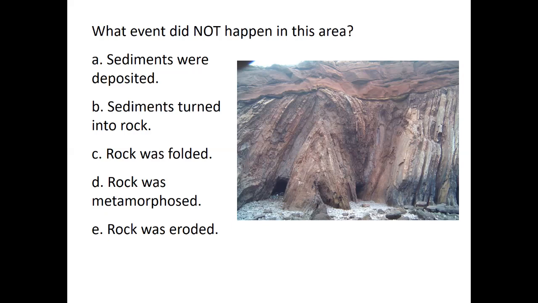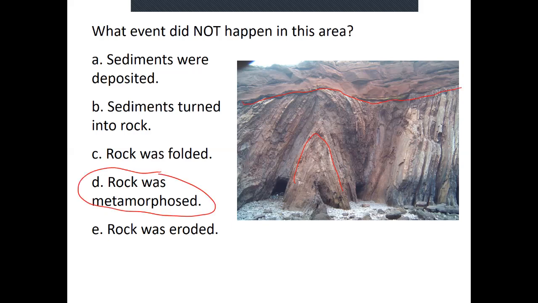Rock was folded. You can clearly see the folds. Rock was metamorphosed. I don't know about that. But E says rock was eroded, and we know in order to form this unconformity, rock had to be eroded. So the process of elimination tells us that rock was not metamorphosed here.